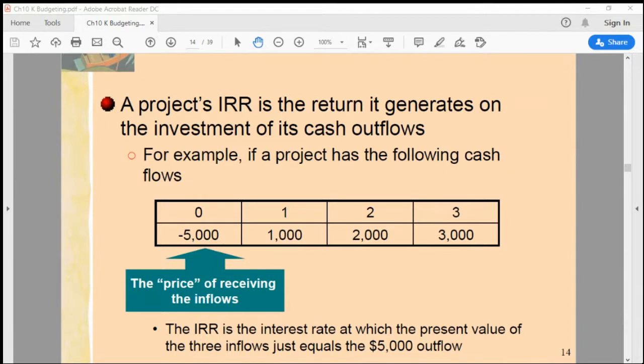Hello, this is capital budgeting part two. This is the continuation from the video part one.